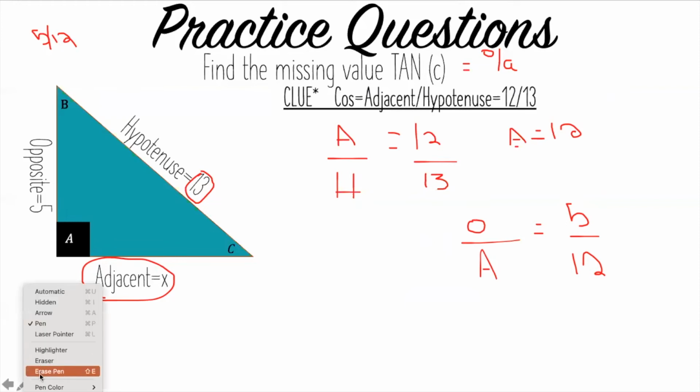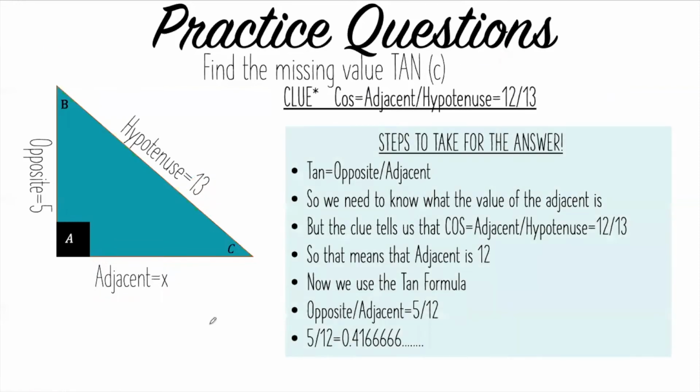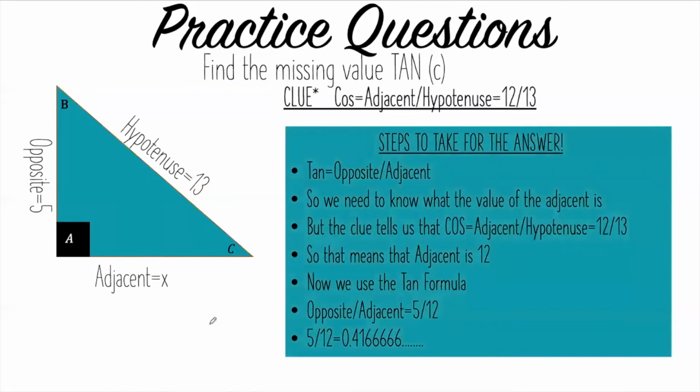So let's see. Well, I guess we were correct. So tan is equal to opposite over adjacent. And we need to know what the value of the adjacent is. But the clue tells us that cos is equal to adjacent over hypotenuse, which means 12 over 13. So that means that the adjacent is 12 because the hypotenuse was 13 in this triangle. Now we use the tan formula. Opposite by adjacent is equal to 5 over 12 or 0.416, continuous.